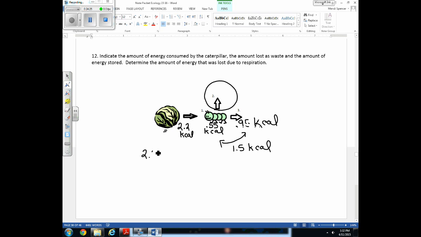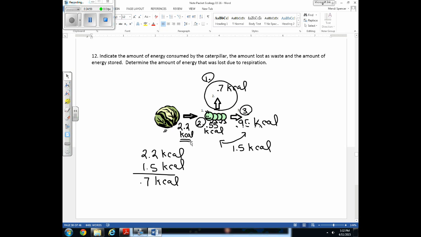We had 2.2 go in. We know that 1.5 kilocalories was lost in waste and was stored on the caterpillar. So we're left with 0.7 kilocalories was what was used by that caterpillar and released into the atmosphere. If we add up what was used and released as heat, stored, and lost as waste, then that should equal the total amount of calories that was consumed by the caterpillar.